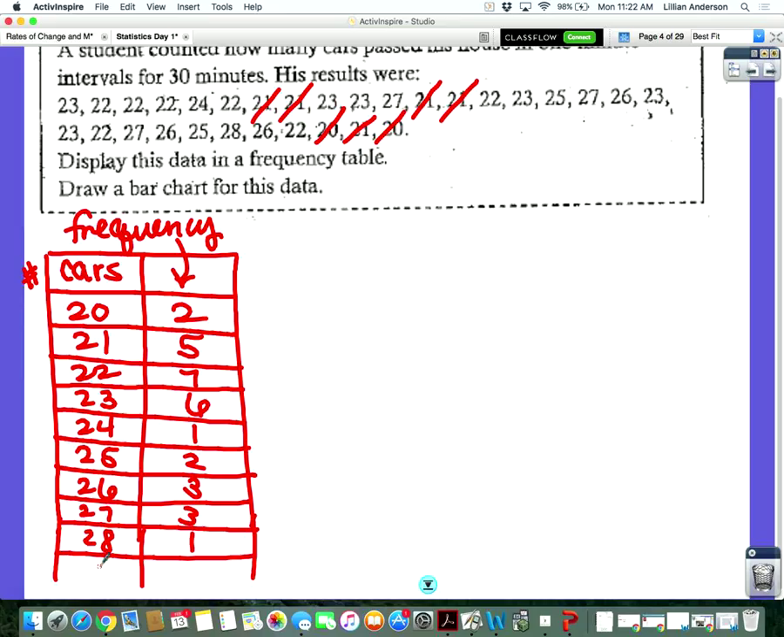Now one thing you always check whenever you create a frequency table is to count up your frequencies. Okay? The total number of frequencies should be the total number of pieces of data that you have. So if he counted for 30 minutes, he should have 30 pieces of data if he did it in 1 minute intervals. So all these numbers should add up to 30. And then you order. Okay?